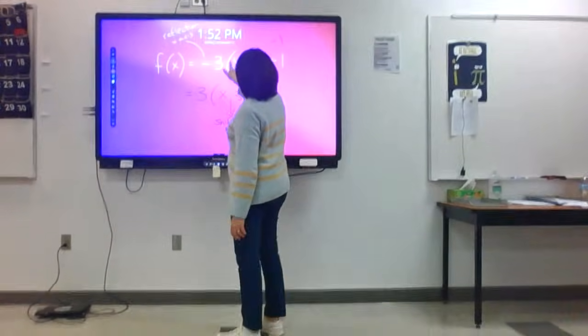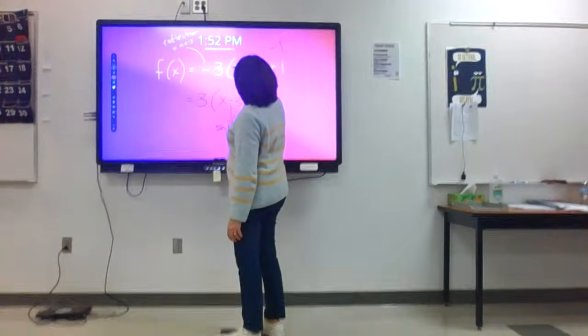Okay? There's also a situation where you might see a negative here. And if there's a negative there, that's also a reflection. What do you think that's a reflection of? If that one's over the x-axis, what do you think this one is over? The y-axis. Okay? Those are the two reflections you might see.